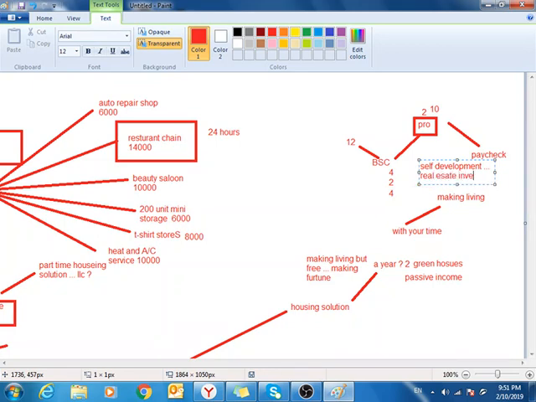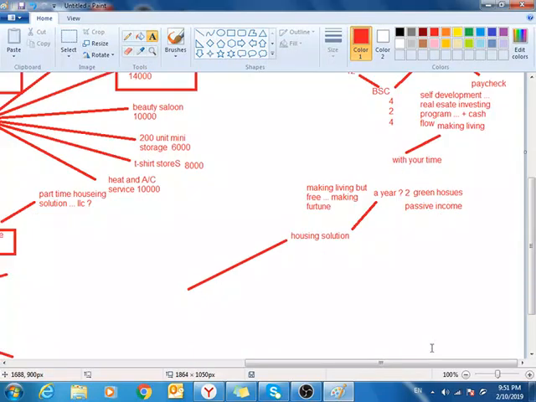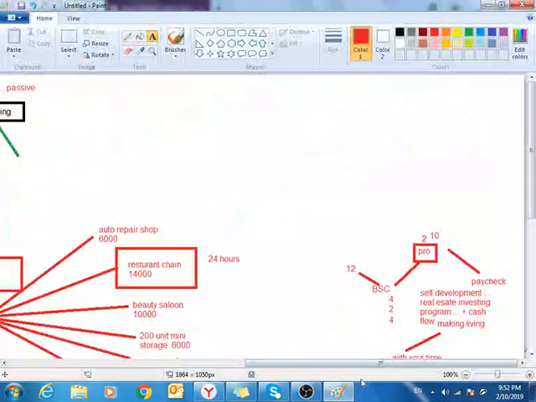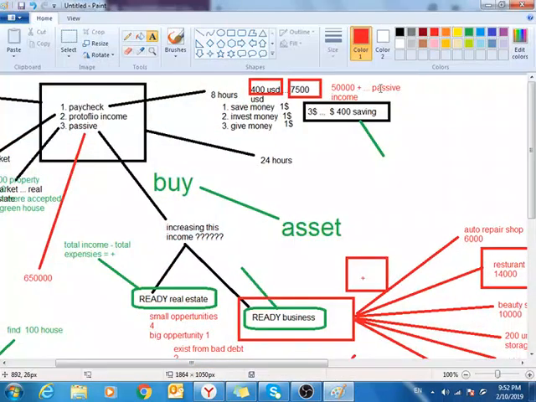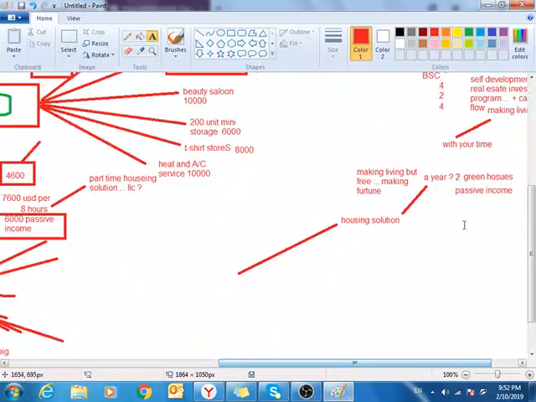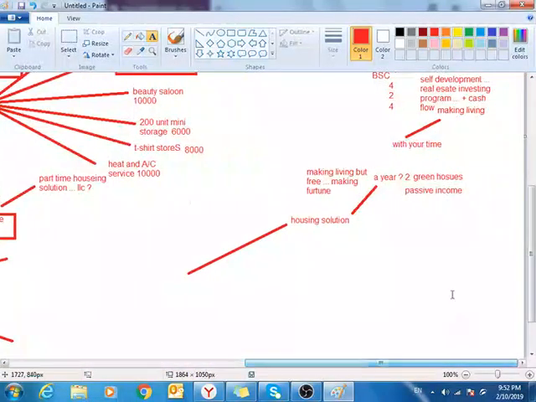We added something: a real estate investing program, playing Monopoly, buying ready businesses with positive cash flow. We did have this $50,000 passive income. We got out of bad debt and so on.